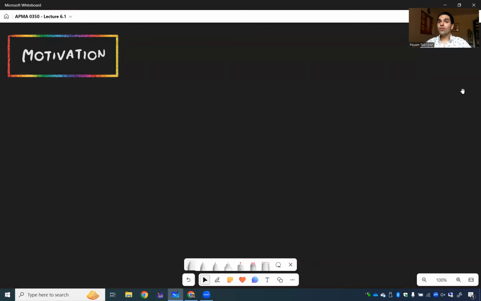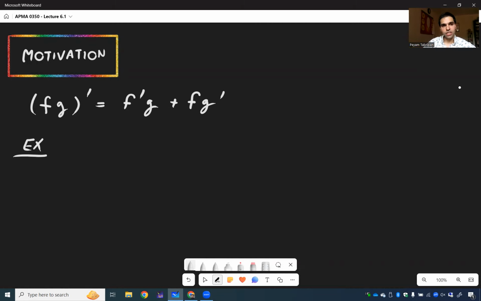All right, today we will learn a cool new way of solving differential equations based on the product rule from calculus, which simply says (fg)' equals f'g plus fg'. And in particular, let's use this to solve the following differential equation: e^(3t) y' plus 3e^(3t) y equals t squared.